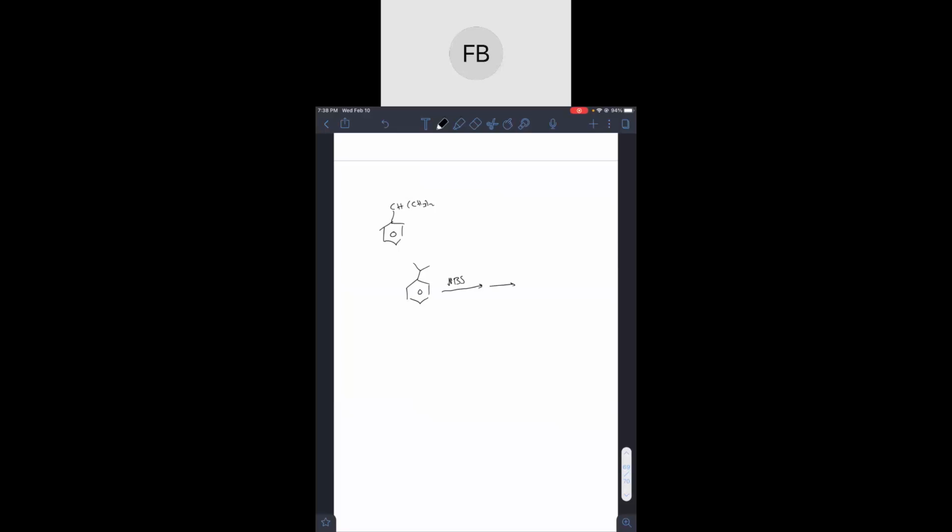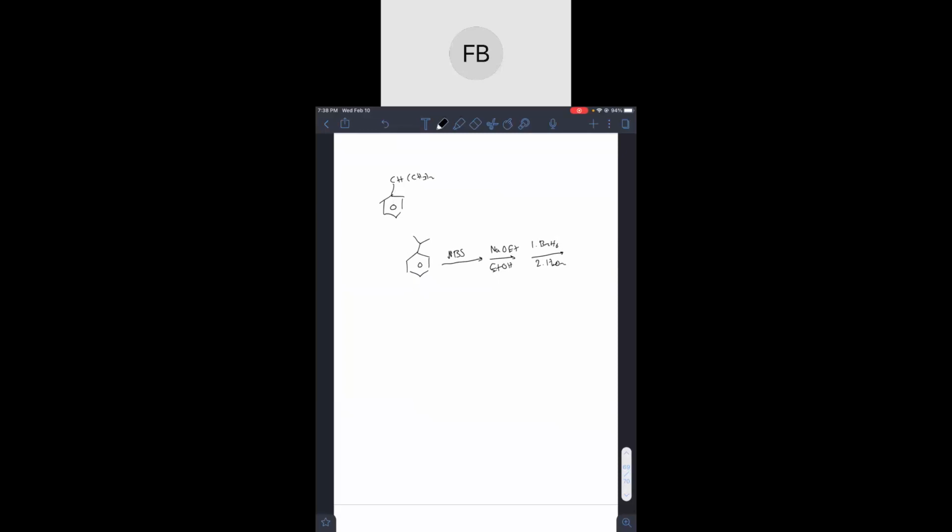Then it's going to react with NaOEt, sodium ethoxide. We'll talk about what that is in a second. And it also reacts with B2H6 and H2O2. All right, so here, the first step, NBS.